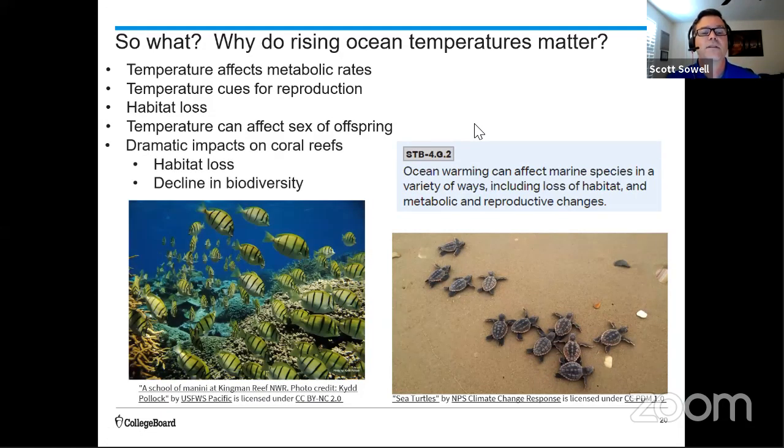But what we're going to focus a lot of our attention on today is coral reefs. Coral reefs are being dramatically impacted by both of the things we're talking about today, warming oceans and acidic oceans. And so we'll first talk about how warming oceans affect them.